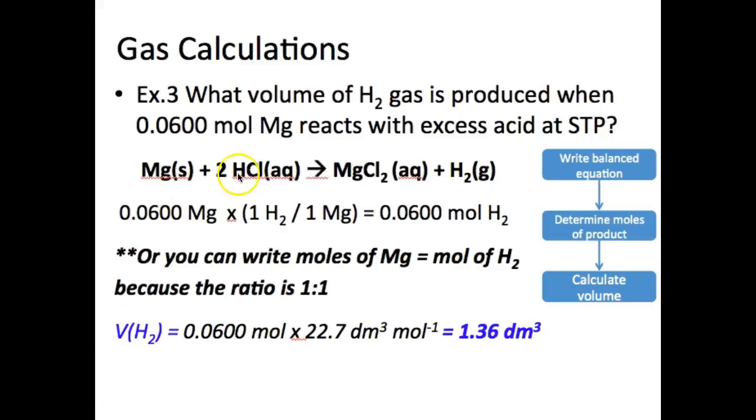So we write out magnesium plus hydrochloric acid. We get magnesium chloride and hydrogen. The equation is then balanced. We start with our moles of magnesium. We have 0.06 moles of magnesium.